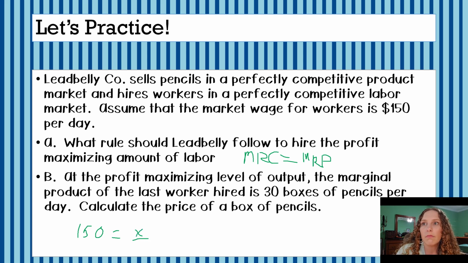So that's the unknown, X, times, and we know that the marginal revenue product is the marginal product times the price. We want to know what the price is. We have right here that the marginal product of the last worker hired was 30, so we've solved for X here, so X equals 5, because 5 times 30 would be 150. So the price of a box of pencils must be $5. So that's how we could use that formula to solve that little equation there.